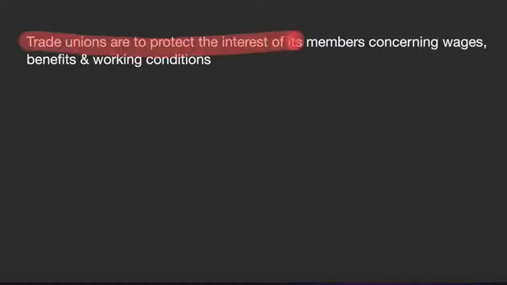Specialization is production processes that are broken up into a series of different tasks. Trade unions are to protect the interest of its members concerning wages, benefits, and working conditions.